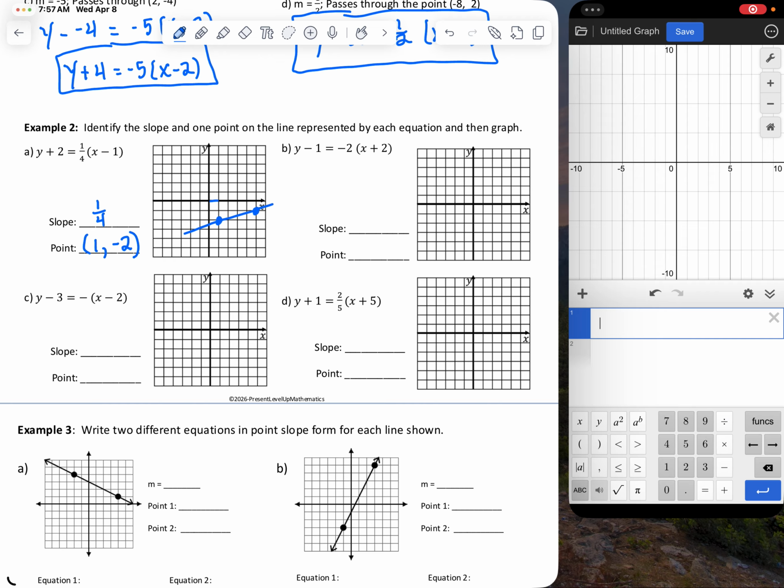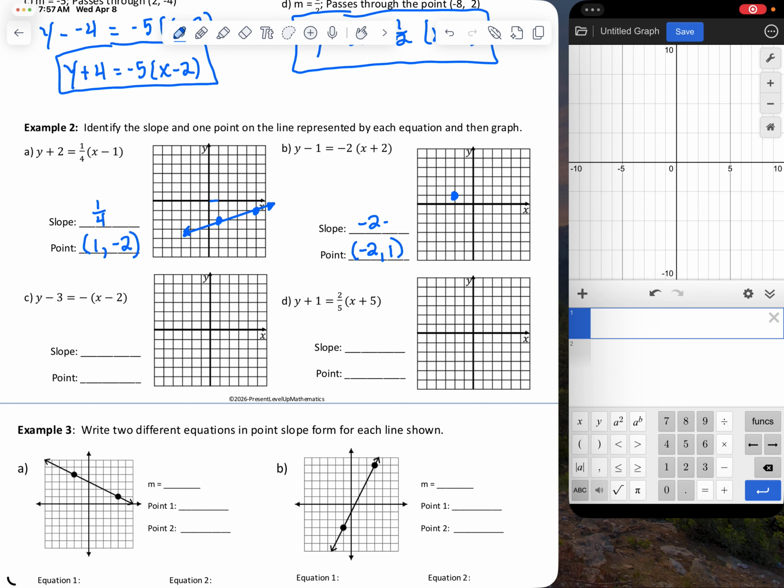And then connect those. All right, problem B. y minus 1 equals negative 2 times the quantity x plus 2. So our slope is negative 2, and our x1, y1 would be negative 2, positive 1. So put a point at negative 2, positive 1. Now use your slope to find additional points.